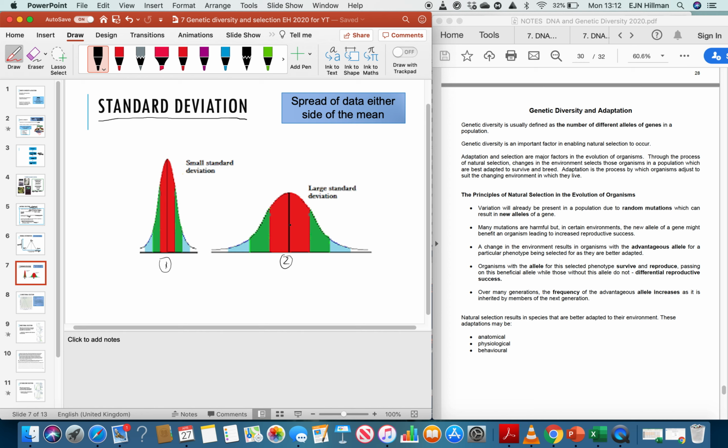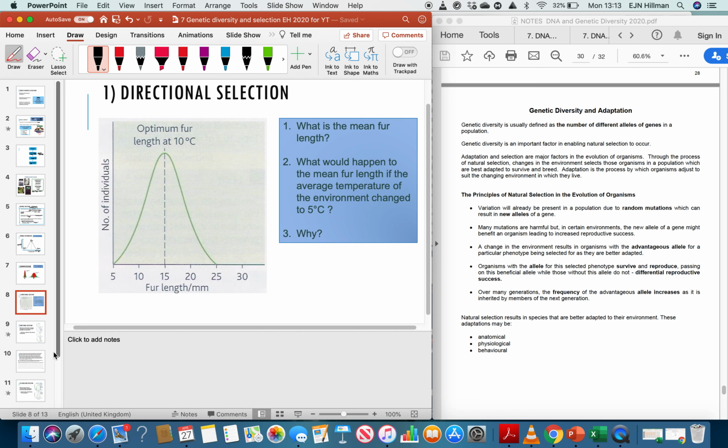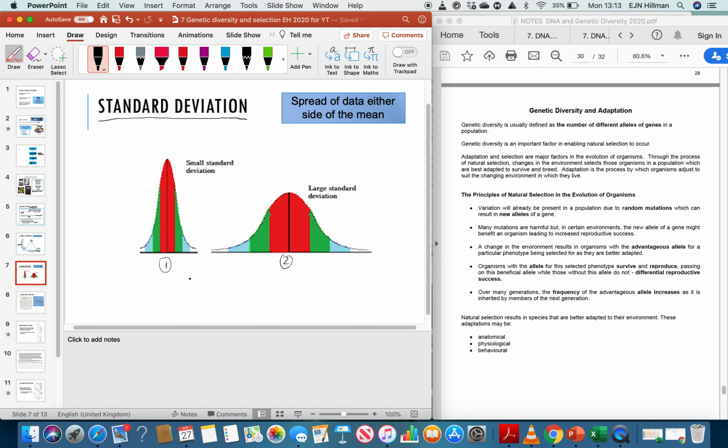Population number two here, we can see there is a greater spread of data. So there are more individuals at the extremes of this phenotype, and there's a greater spread of that data. Now this is important because we can use these normal distributions and the standard deviation to compare populations and perhaps look at what happens after there has been natural selection.